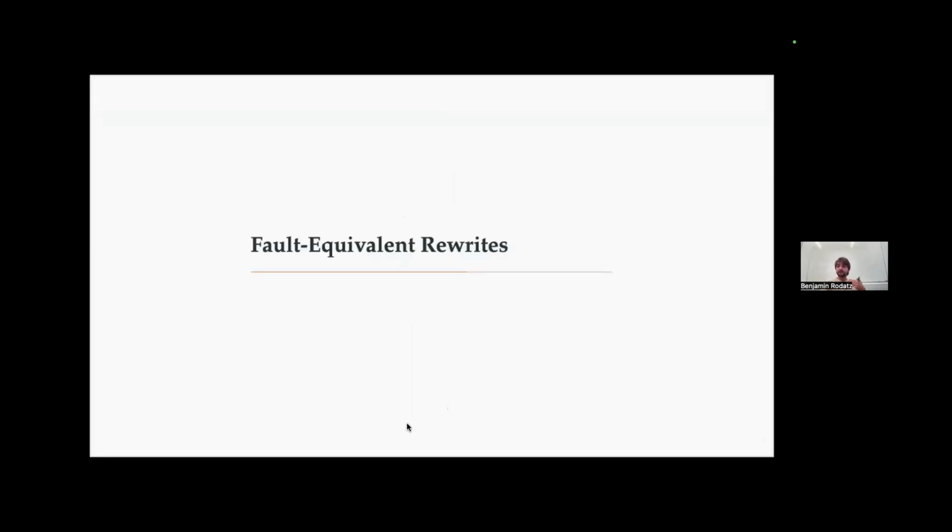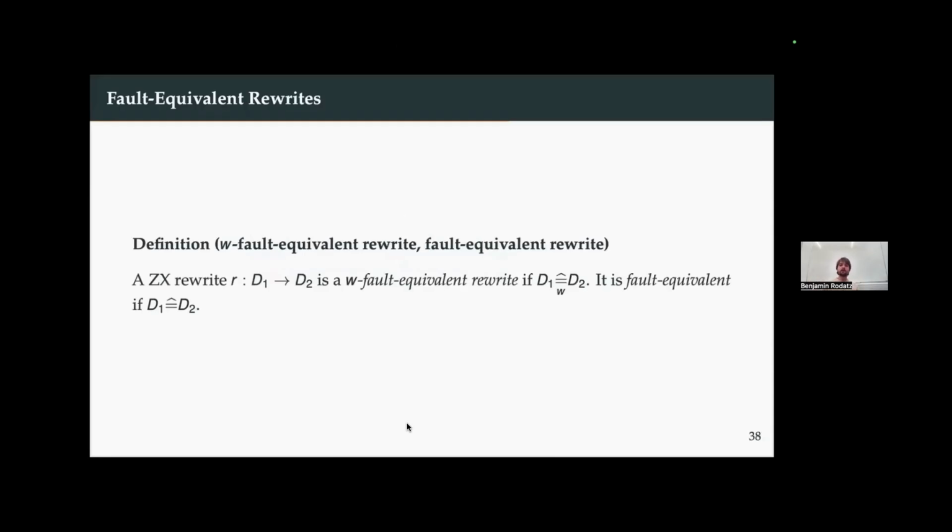Now, the other part that we have to do in our synthesis procedure is rewriting our diagrams. We have to manipulate them. And once again, we can say a rewrite is fault equivalent if it preserves fault equivalence. A rewrite takes some diagram D1 into a diagram D2, and we say the rewrite is fault equivalent if those two diagrams are fault equivalent.